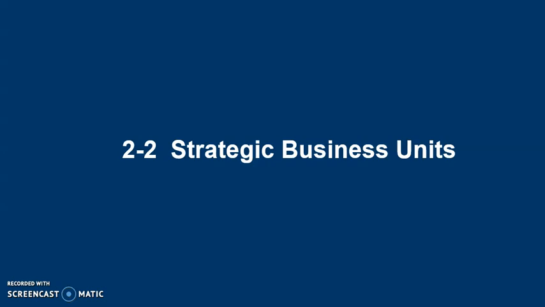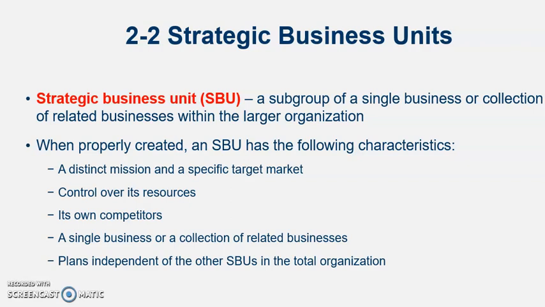Chapter 2, Section 2, Strategic Business Units, or SBUs. An SBU is a subgroup of a single business or collection of related businesses within a larger organization. When properly created, an SBU has the following characteristics: a distinct mission and target market, control over its resources, its own competitors, a single business or a collection of related businesses, and plans independent from other SBUs in the organization.